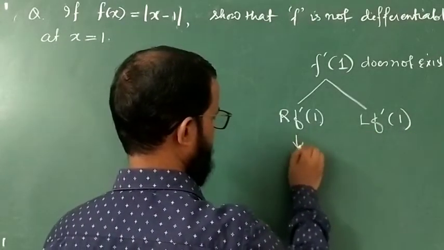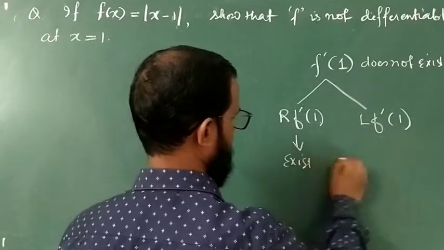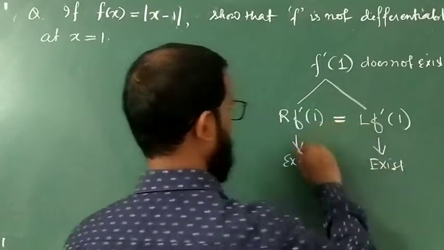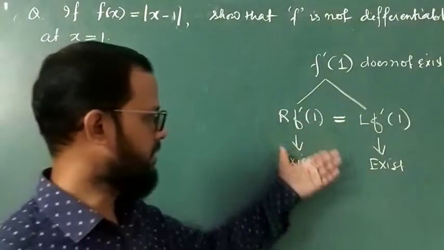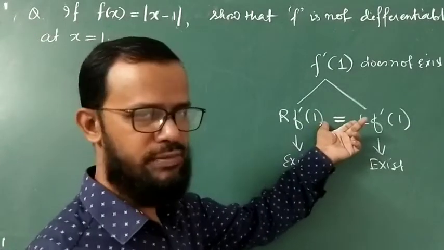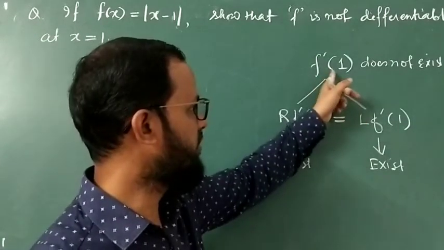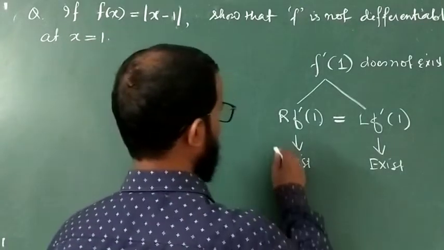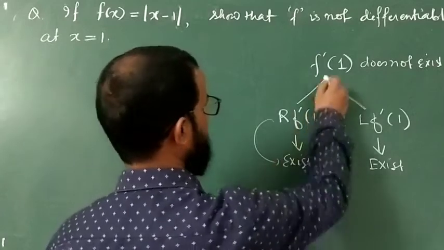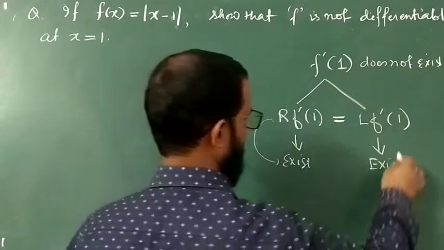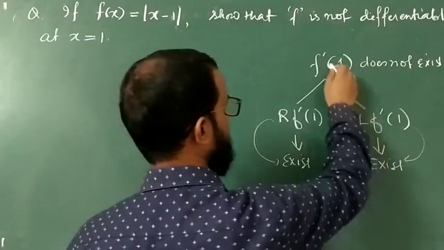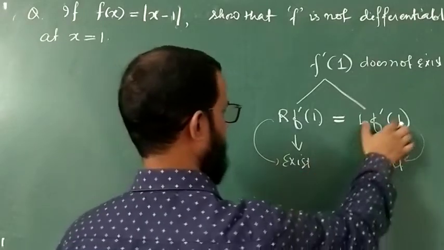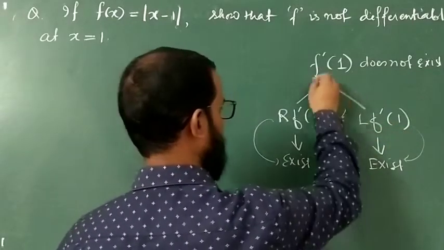Then if R f dash 1 exists, L f dash 1 exists, ये दोनों अगर exist हो and they are equal, okay, first they individually exist, then they must be equal, then we can say that f dash 1 exists. And if suppose R f dash 1 does not exist, then we can say f dash 1 does not exist. If L f dash 1 does not exist, we can say that f dash 1 does not exist. If suppose R f dash 1 exists, L f dash 1 exists and not equal, then f dash 1 does not exist.